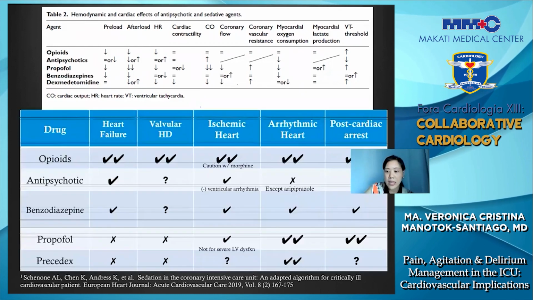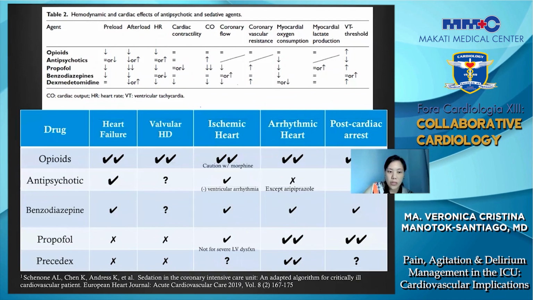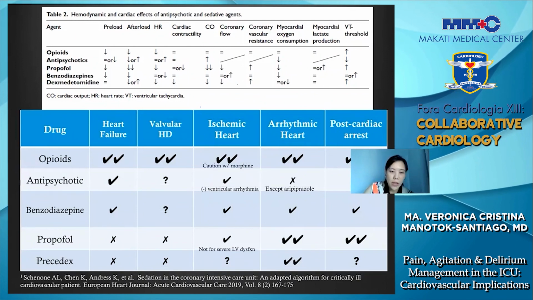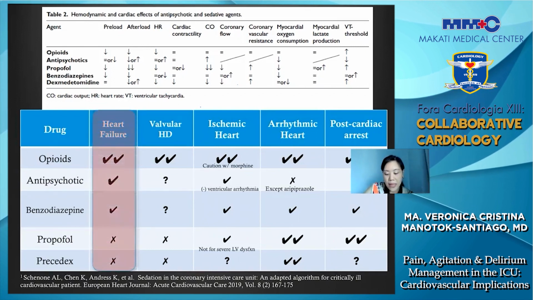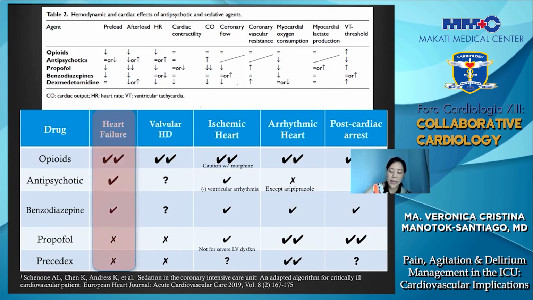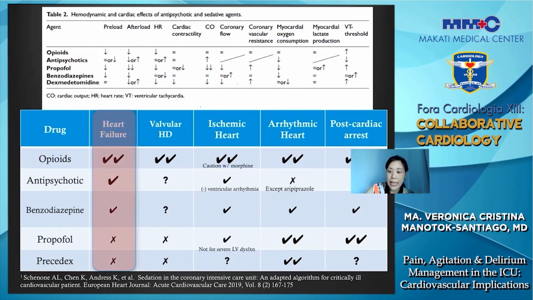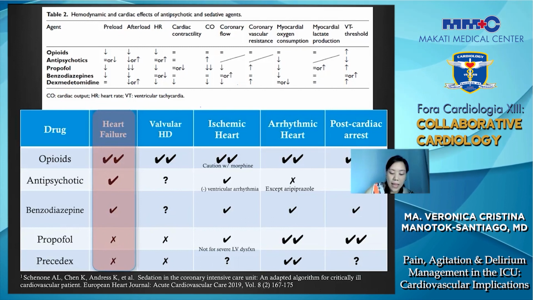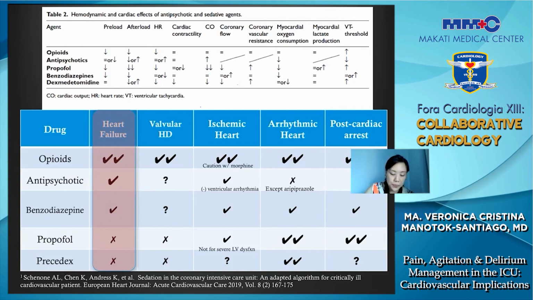So we'll be discussing each cardiac condition in relation to the drugs that can be used for them. For sedation in acute heart failure, opioids appear to be safe, although they may lead to some level of hypotension and bradycardia through direct vasodilatation, preload reduction, and ANS modulation. But they do have neutral effects on the cardiac output and contractility.